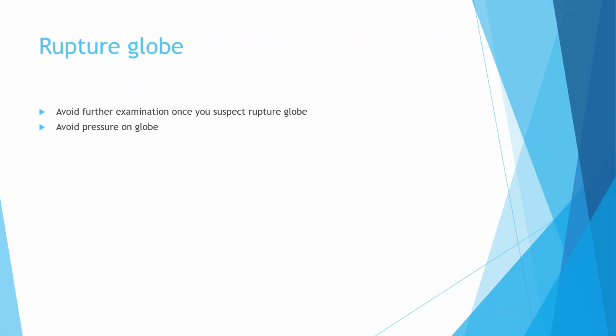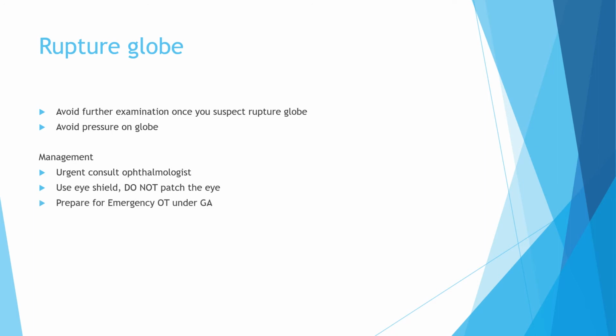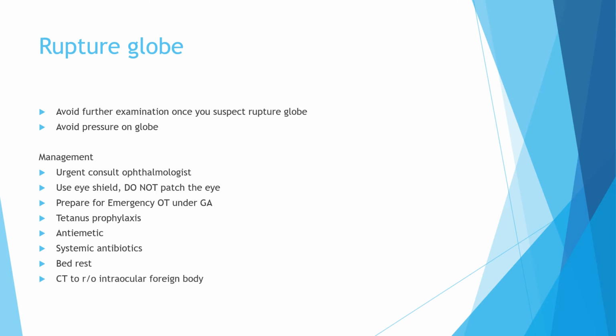Now, if you think it's a ruptured globe, stop everything and try not to put any pressure on the globe. Then you make an urgent consultation to the ophthalmologist. Provide an eye shield for the patient, but do not patch the eye. Okay? Provide tetanus prophylaxis if necessary, and also provide antiemetic if necessary, systemic antibiotics, bed rest the patients, and prepare the patient for emergency operation under general anesthesia. The ophthalmologist will also book a CT orbit for the patient to rule out intraocular foreign body and also presence of any fracture of the orbit.